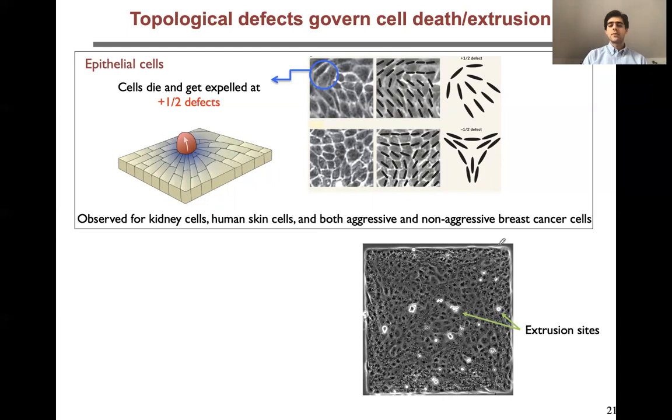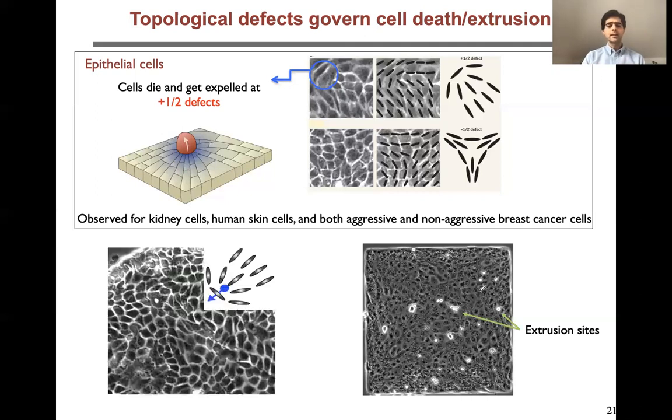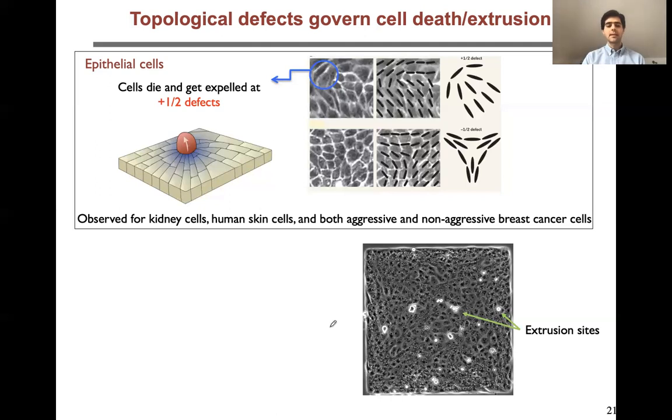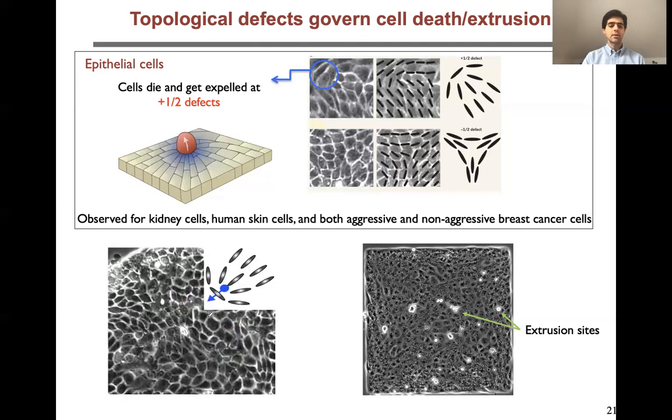If you are looking at a cell in a tissue or a cell monolayer, these white spots are the points where the cells get extruded out of the monolayer. This is extremely important in order to maintain the integrity of the tissue, because cells are constantly dividing and the tissue also needs to get rid of some of the cells. In this example, you can very clearly see that if we map the elongation of the cells as the nematic director, then at the location of the topological defects that form, you have these white spots where the cells are being extruded.